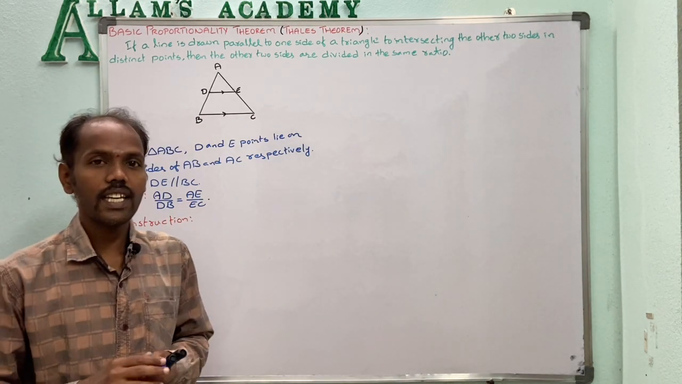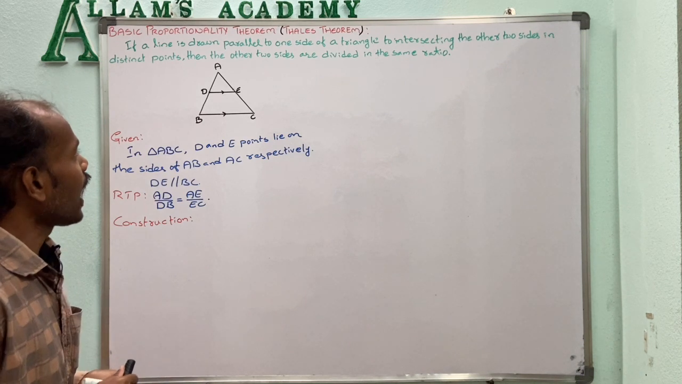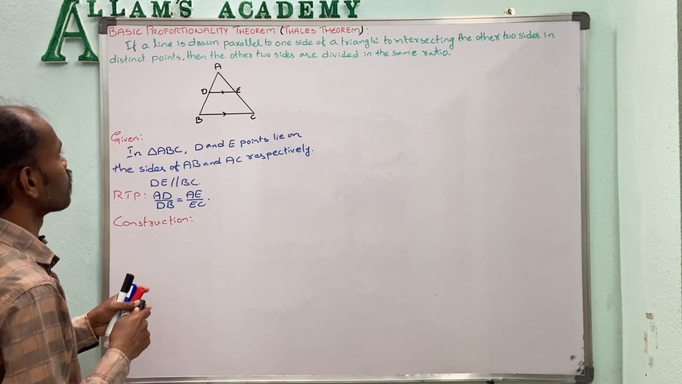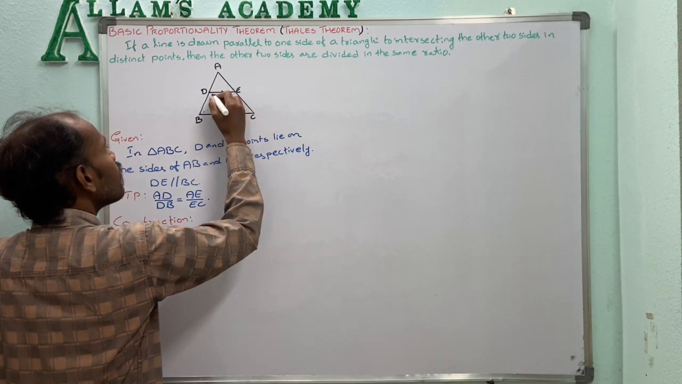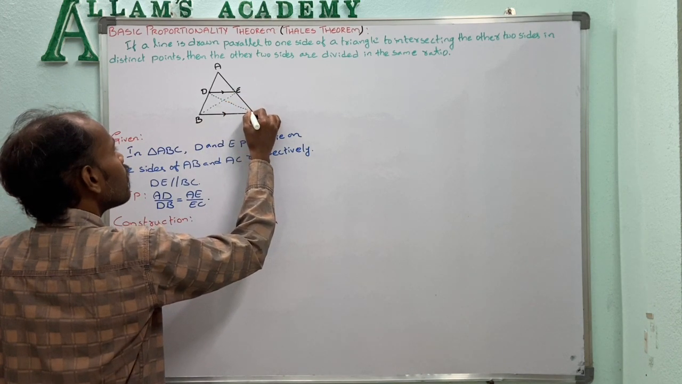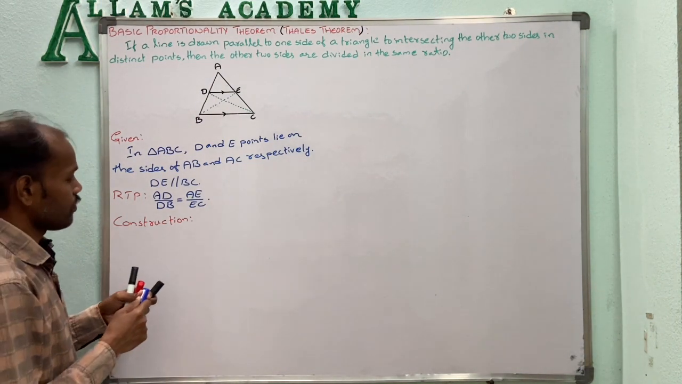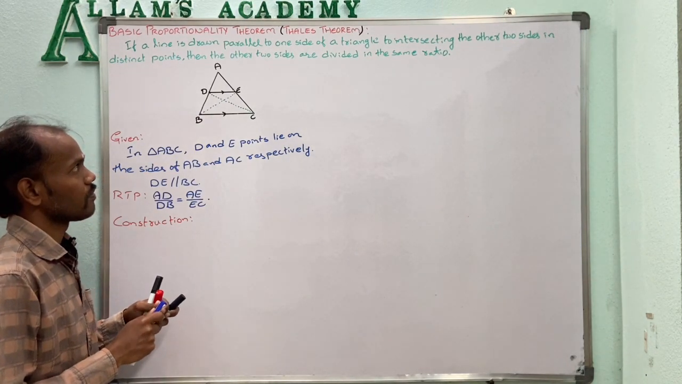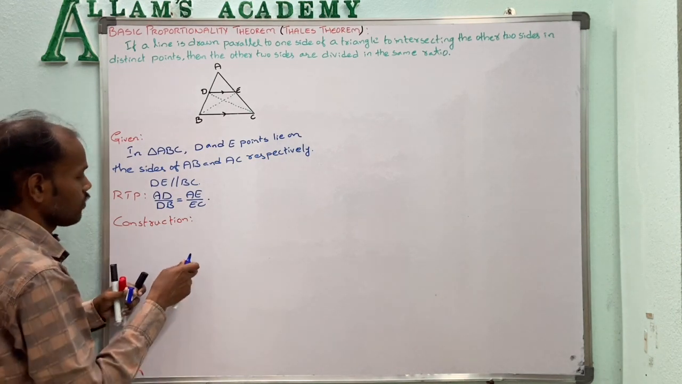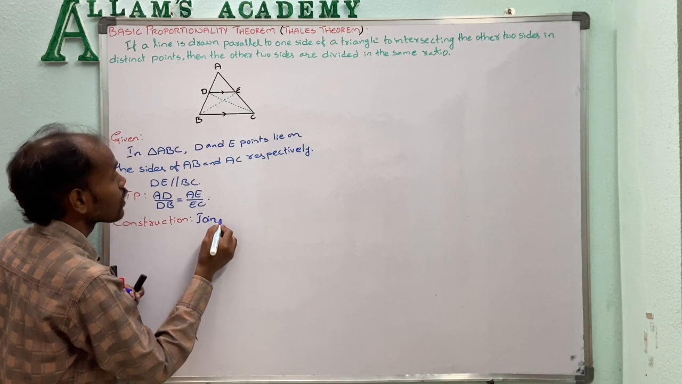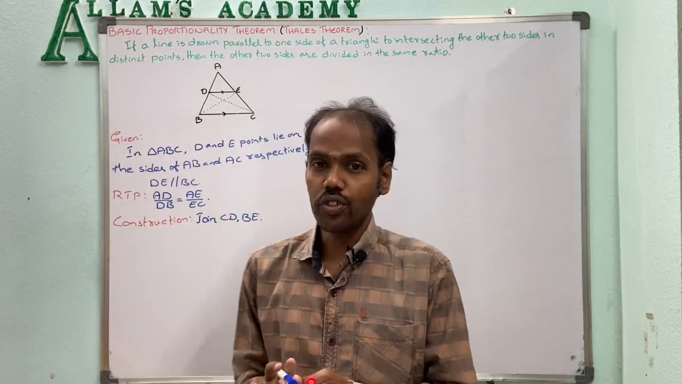So what is the construction here? We have to join the points B, E and C, D. Those two pairs of points we have to join. So we join CD and BE.